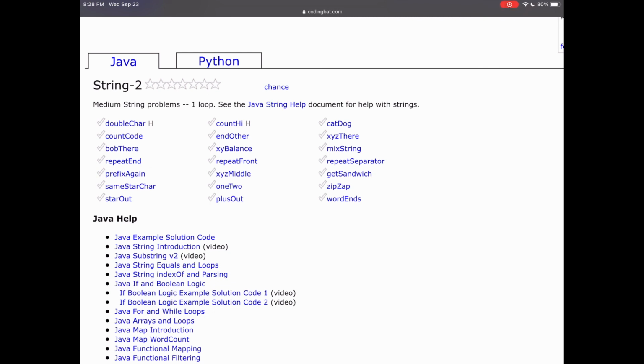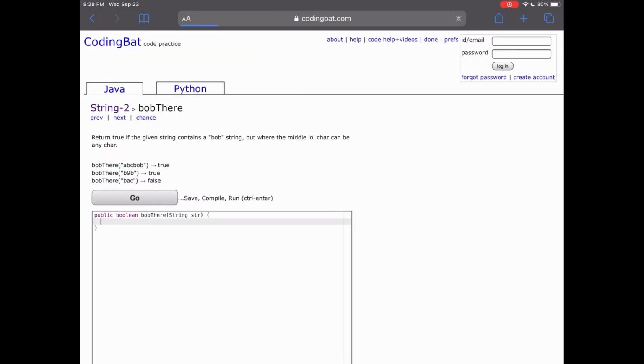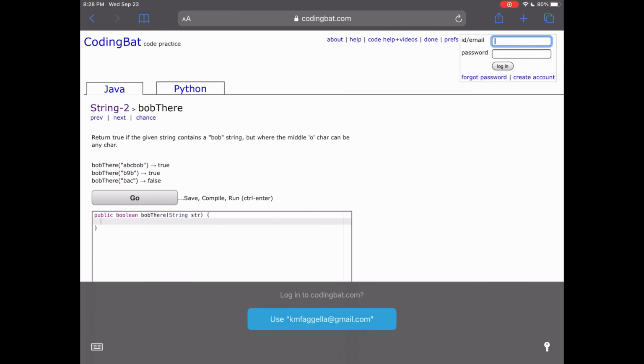So one of the first ones I'm going to look at is this Bob there. Now, that's going to ask me to log in. We don't need to do that.